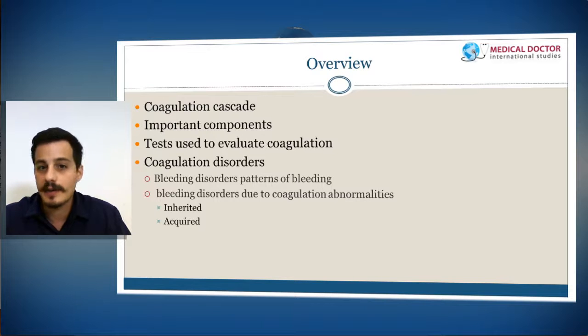We're going to talk about the coagulation cascade disorders, and we're going to discuss and review again the different patterns of bleeding associated with bleeding disorders when we're comparing abnormalities of platelets or abnormalities of the coagulation cascade. Now we're going to dive in more specifically into bleeding disorders that are caused by coagulation cascade abnormalities, and we're going to separate them into inherited and acquired etiologies.